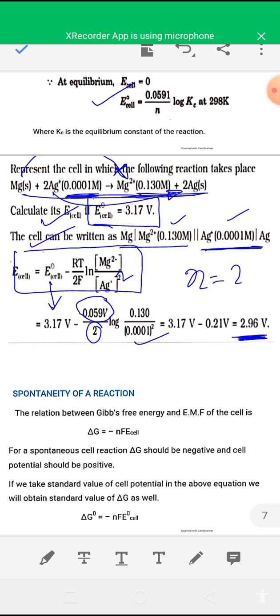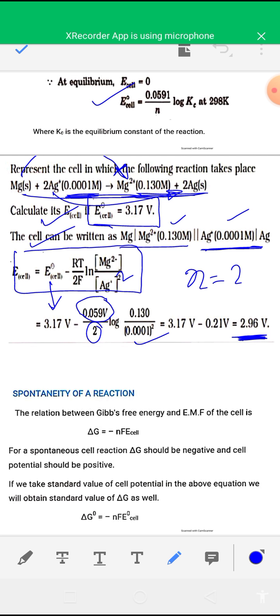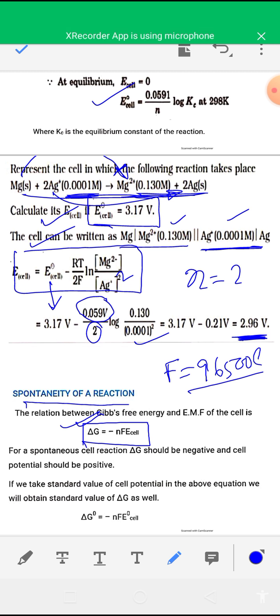And the last part: what is the relation between Gibbs free energy change and E cell, the cell potential of a reaction? Delta G is equal to minus nF E cell. Gibbs free energy change is equal to minus nF. F is the Faraday constant, and the value of F is 96500 coulomb. 1 Faraday is equal to 96500 coulomb, and n is the number of electrons involved in the cell reaction.